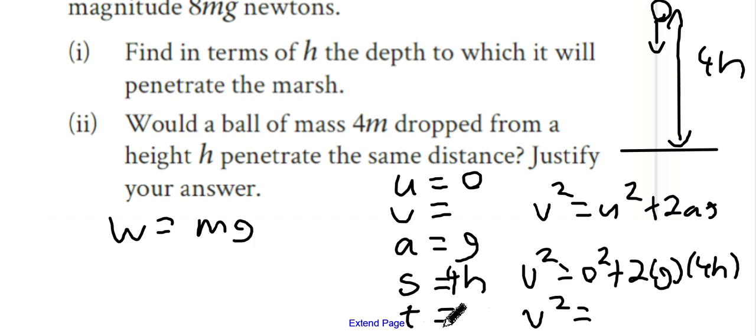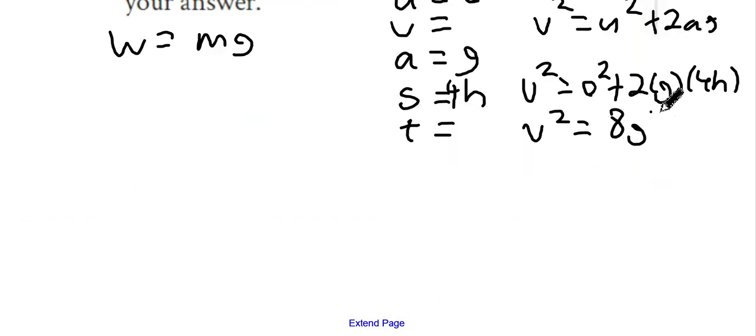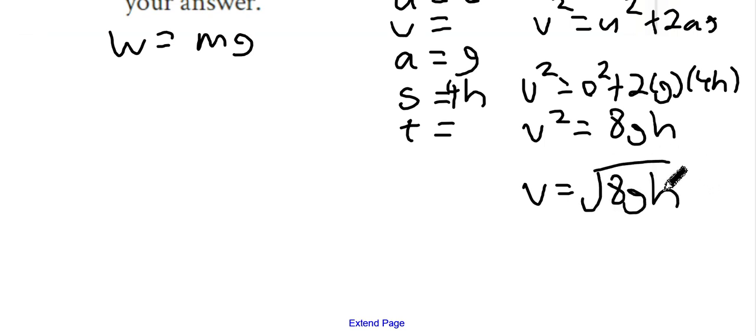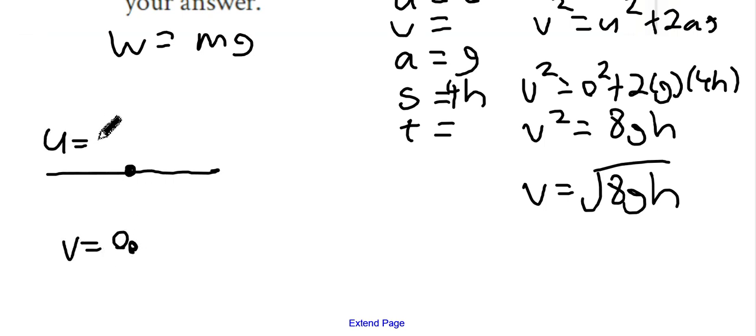So v squared equals 0 squared plus 2 times gravity times 4h, and v squared equals 8gh. Then square root it, and you get root 8gh. Is that okay? Now, next thing. We have 8gh here. So it hits the marsh, and it's going to slow down, and eventually it's going to stop. So eventually v will be 0, but as it hits the marsh, its new velocity is root 8gh.